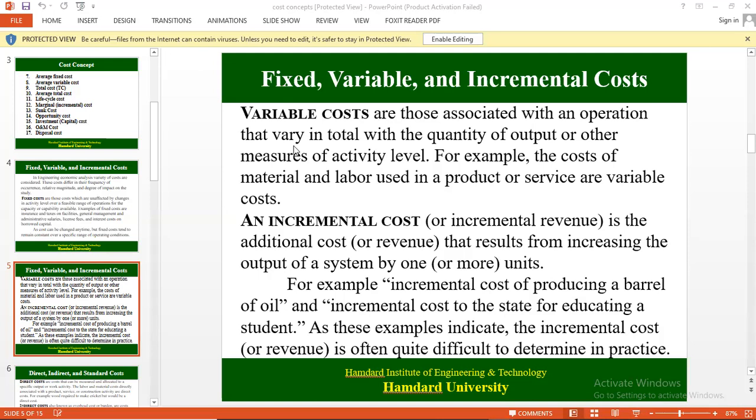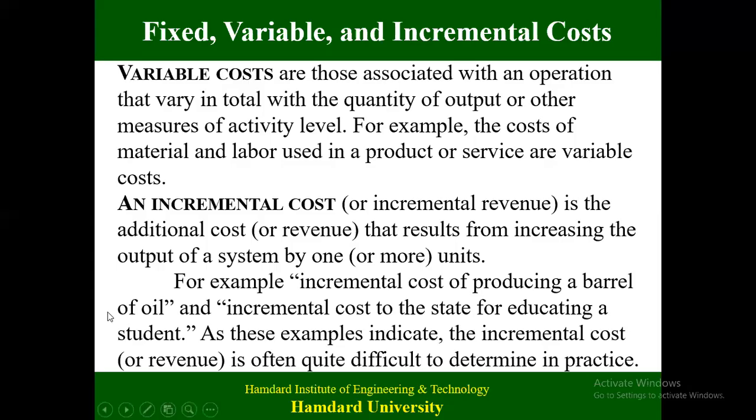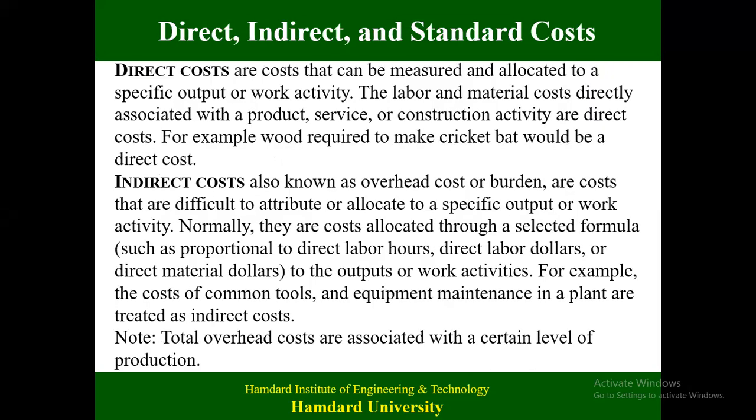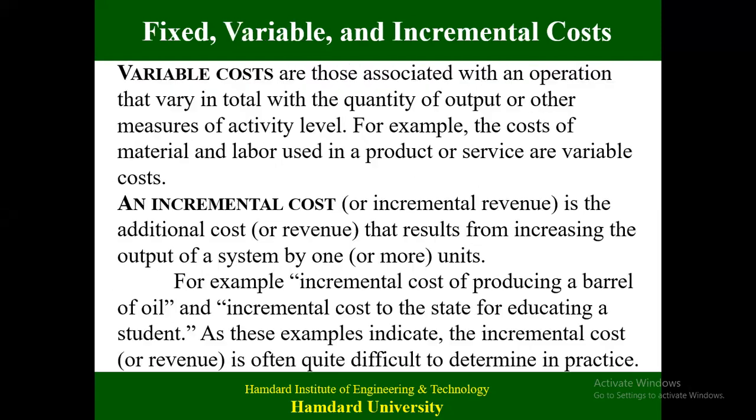Okay, after the short break, we further continue the session. Fixed, variable, incremental cost. Onwards, we further emphasize the variable costs, which are those associated with an operation that vary in total with the quantity of output or other measures of activity level. For example, the cost of material, labor, product, and services are variable. Incremental cost we have already discussed. So we further continue the session with direct, indirect, and standard cost.